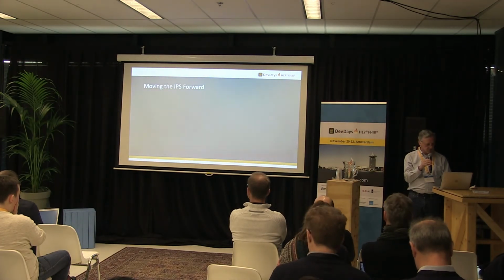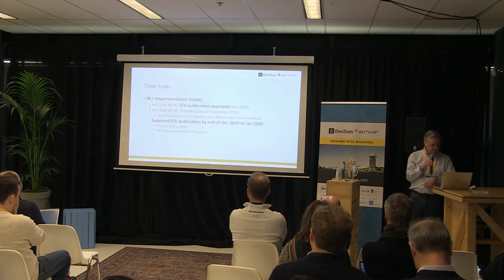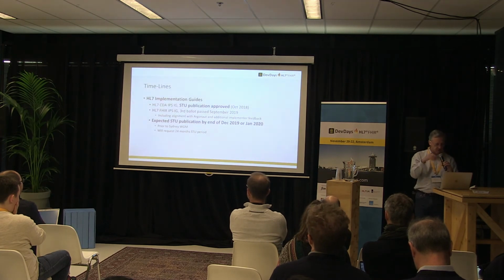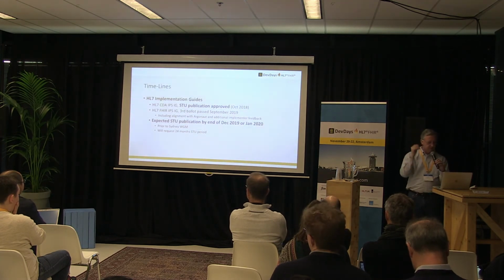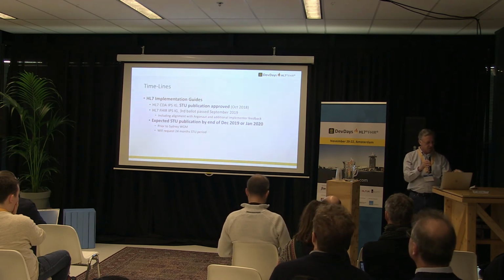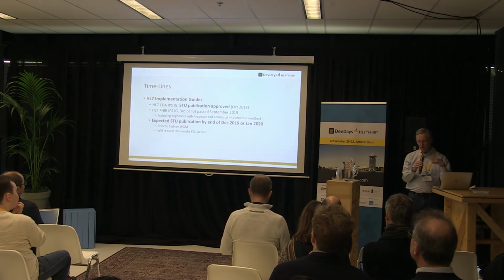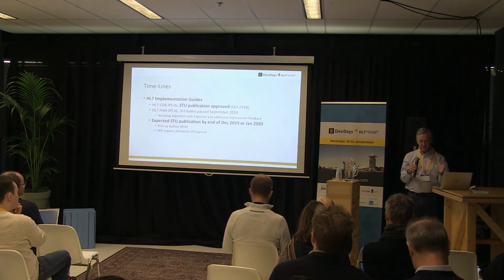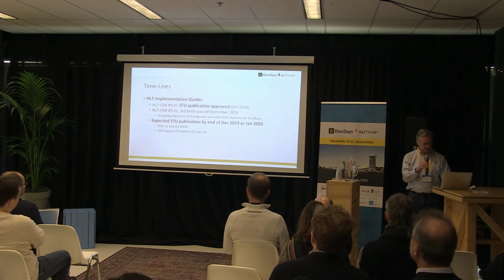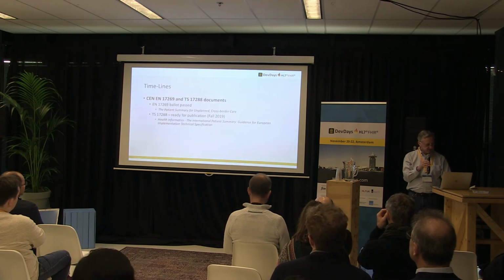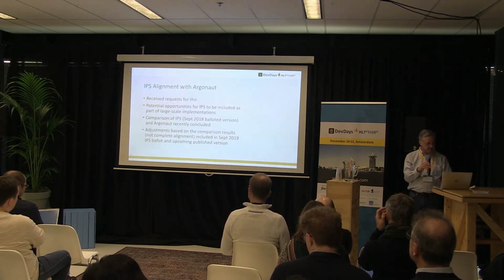All right, so moving things forward a bit. This is timelines. I won't go into a lot of detail here, but again, we approved the publication. We published the CDA in October 2018, and we passed our third ballot of the FHIR IG in September, and we're going to be publishing by the end of the year or the first part of next year. Definitely the plan is before the HL7 work group meeting in Sydney, and we expect to have it published by that time. And CEN is also moving ahead with their specifications.